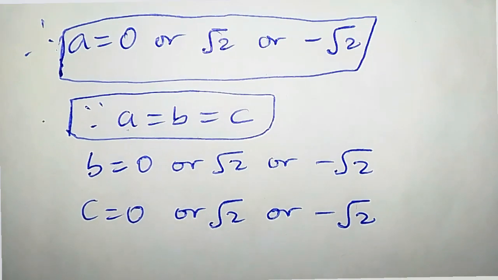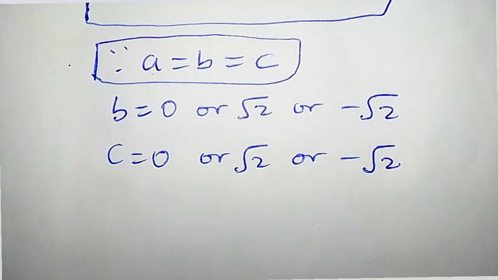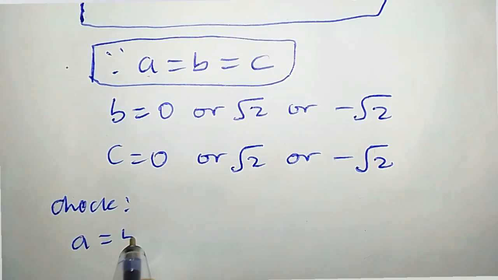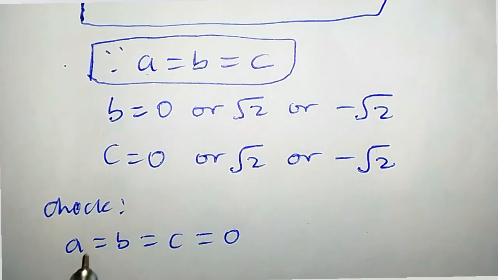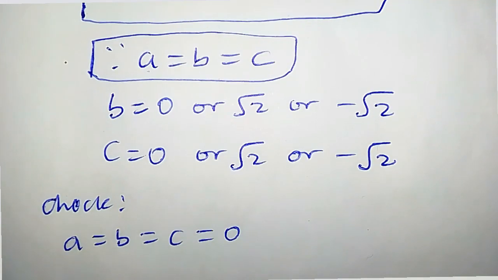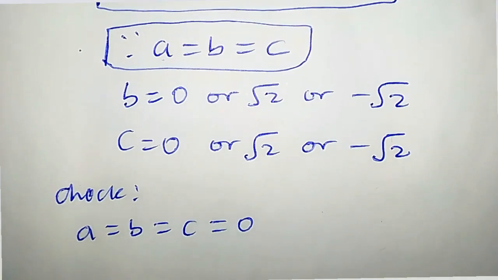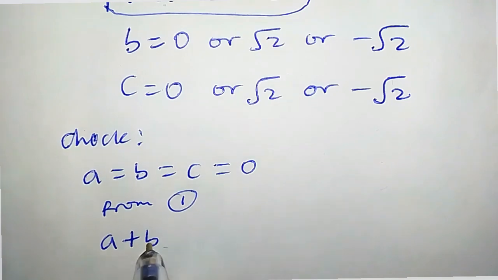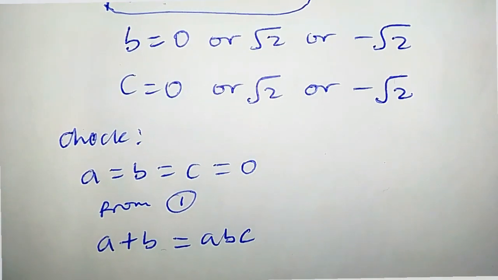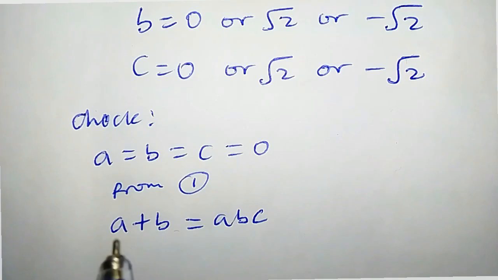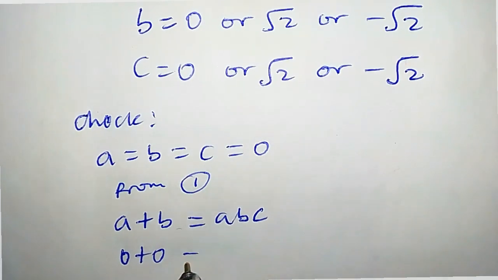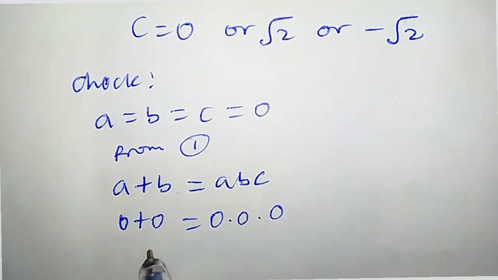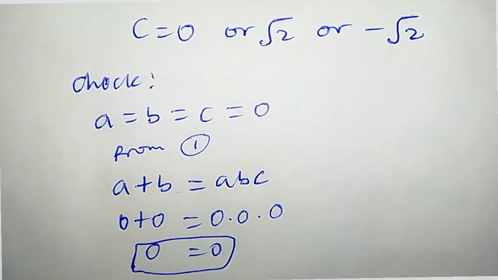Now, let us check if what we have done is actually right. So, check. When a is equal to b is equal to c, that is, when a is 0, b is 0, and c is equal to 0, what do we have? Let's use equation 1. If you could recall, equation 1 is simply a plus b is equal to abc. When a is 0, b is 0, so the left hand side becomes 0 plus 0, and the right hand side will be 0 times 0 times 0. So 0 is equal to 0. The first values are right.